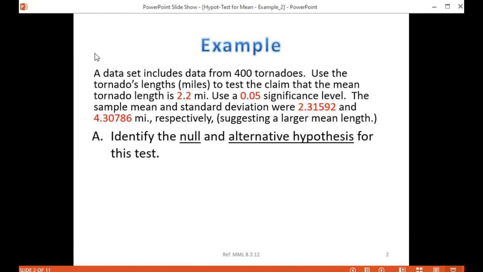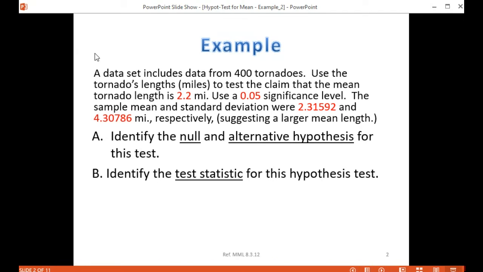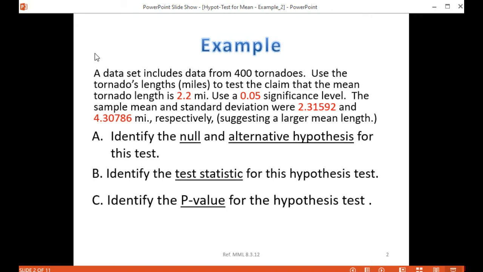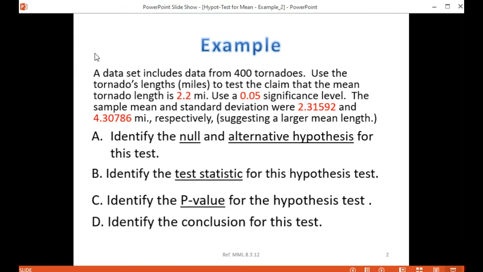Now let's see, what is the question asking us for? It's asking us to identify the null and alternative hypotheses for this test. Also to identify the test statistic for this test. Also to identify the p-value for this test. So the terminologies here I have underlined, and we'll talk about them as we go along. And then finally, he wants you to identify the conclusion for this test.